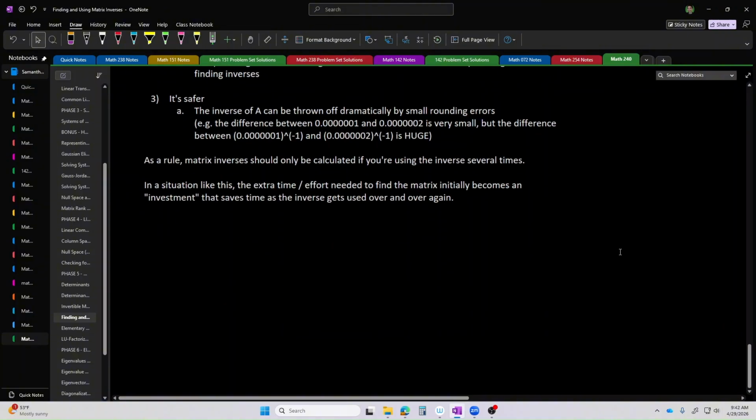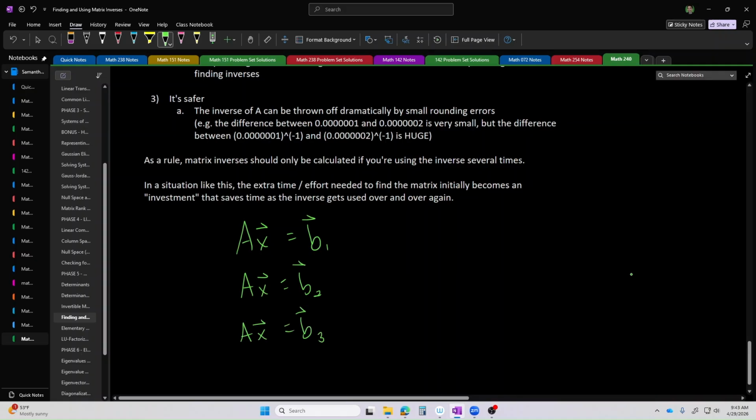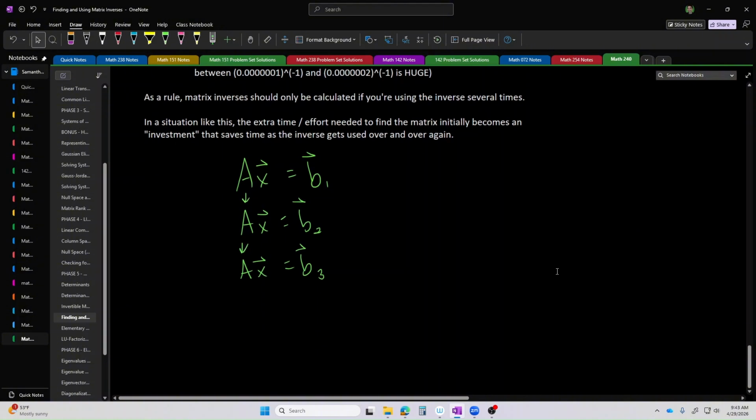If you're in a situation where you're using the same matrix A to solve several different matrix equations like AX equals B1, AX equals B2, later on AX equals B3, and so on and so forth. If you're doing this all for the same matrix A, in a context like this, it can be useful to go ahead and find the matrix's inverse if it exists. Because in that case, you're making, in some sense, an investment up front to do the work to calculate the inverse that allows you then to use and reuse that inverse multiple times.